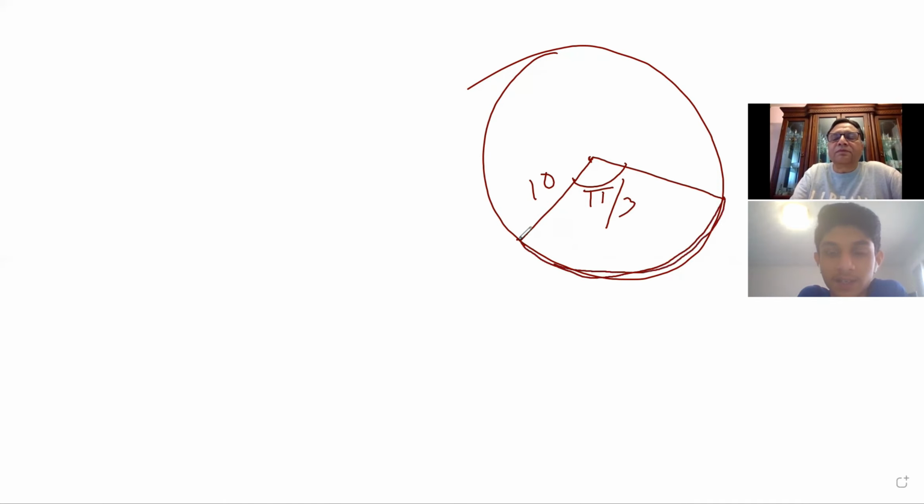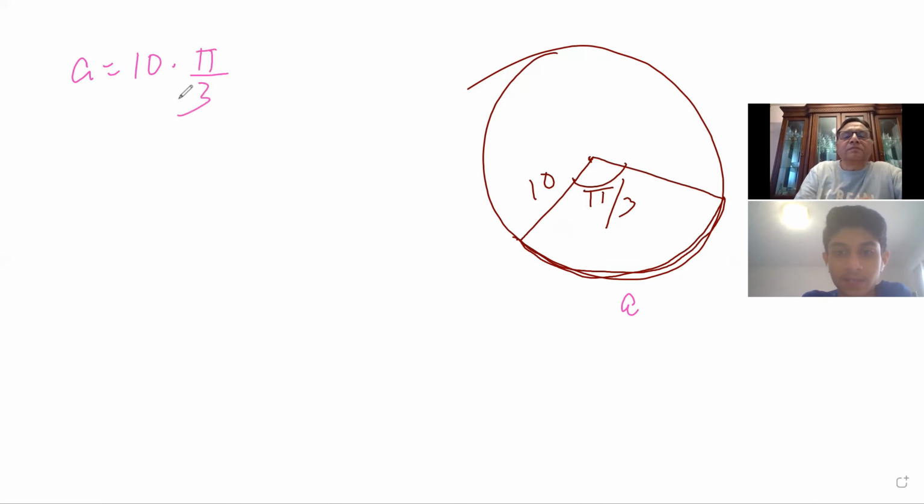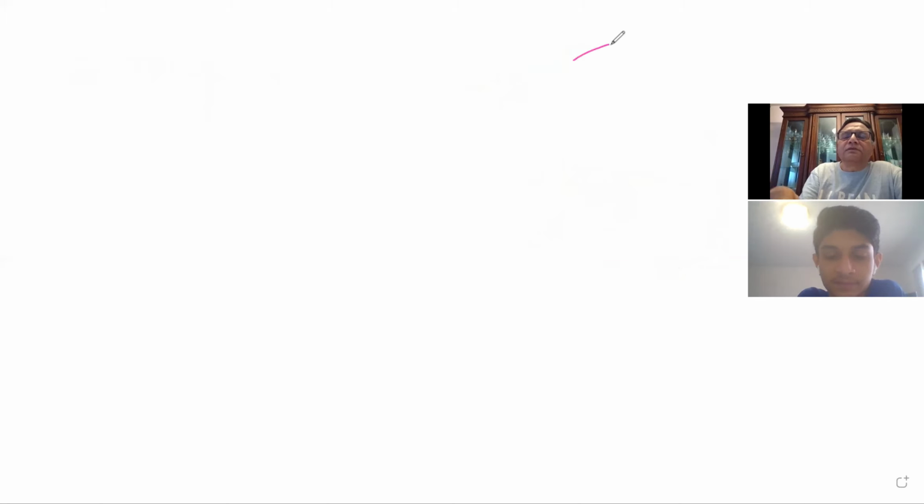Yes, sir. So we know theta is A over R. Our theta is pi over 3, and we have to find A, and R is 10. So it would be 10 times pi over 3, which would give you the arc length. Correct. In whatever units this is, if this is in centimeters, this will be in centimeters, right? Yes, sir.